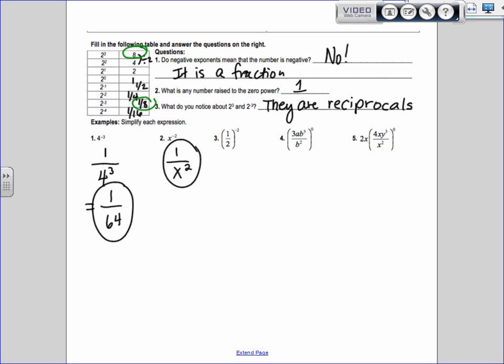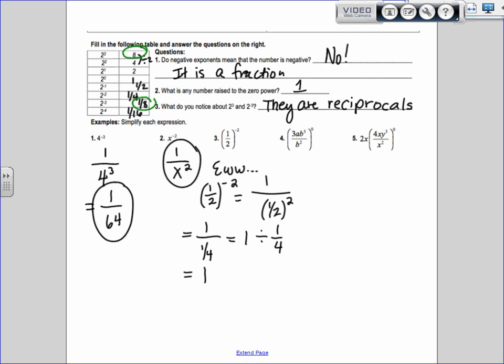Okay, this next one's a hard one. Yuck. 1/2 raised to the negative 2. Ew. Seriously, it's gross. So I'm going to show you the long way, and then I'm going to talk about a shortcut. Here's the long way. If you have 1/2 raised to the negative 2, what that means is 1 over 1/2 raised to the positive 2, right? We just talked about that. So that is 1 over 1/4, which is 1 divided by 1/4, which is 1 times the reciprocal of 1/4, so 4 over 1, which gives you 4. So 1/2 to the negative 2 gives you 4.